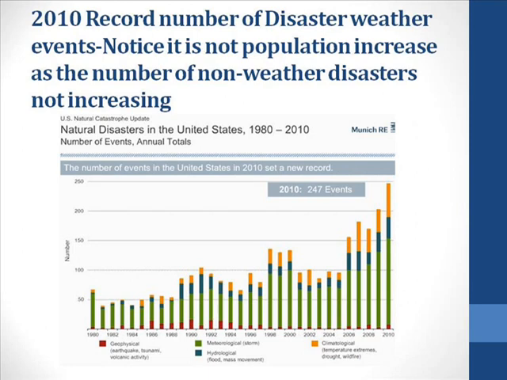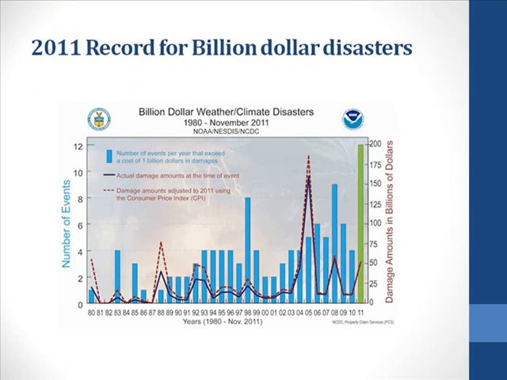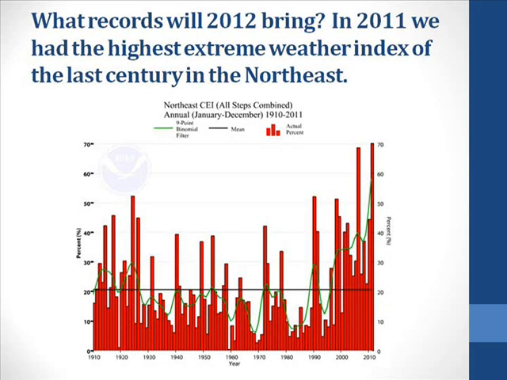We can see that the number of weather disasters has been increasing. This is due to climate change. It's not due to man's having more population because our other disasters like earthquakes haven't increased. 2011 was a record year for billion-dollar weather disasters in the United States. And we can just look, what will the record in 2012 be? In the Northeast, we had a record number of extreme climate events, record high temperatures, record snowfall, record rainfall.